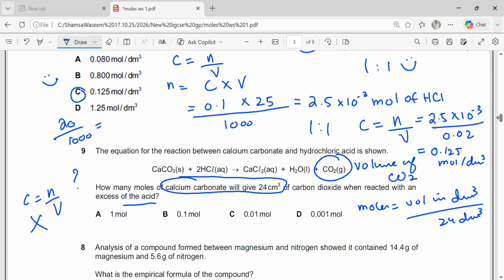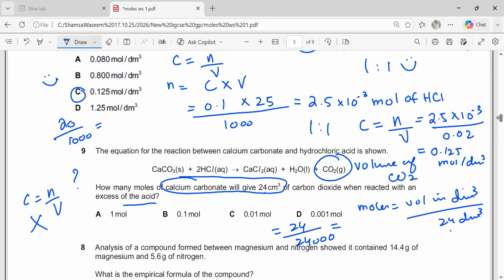So we are going to use this formula, volume in decimeter cube upon 24 decimeter cube, to find out moles of carbon dioxide. As we have to keep volume in decimeter cube, or even you could say volume in centimeter cube upon 24,000 centimeter cube. Did you understand this? Either I convert centimeter cube into decimeter cube and divide it by 24 decimeter cube, or I can divide 24 centimeter cube by 24,000 centimeter cube, right? Because 24 decimeter cube is equal to 24,000 centimeter cube. Tuba, Anya, did you understand?